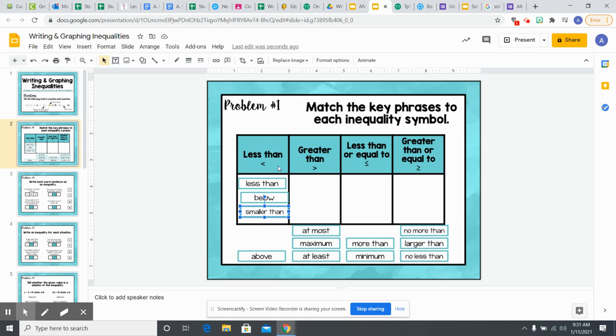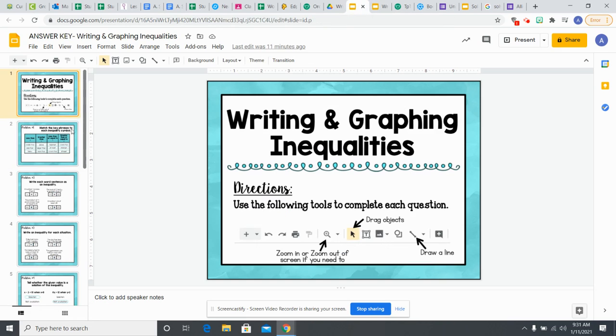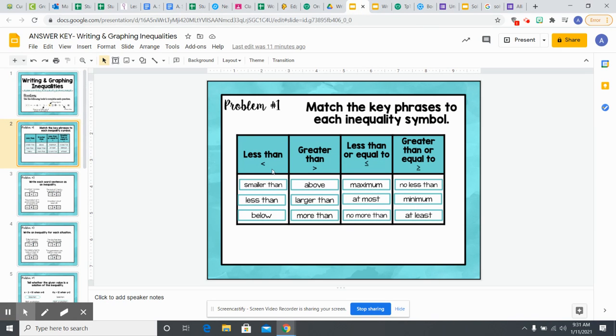After we drag them all, here is what your answer key would look like. In the less than, we've got smaller than, less than, and below, which we already did. In the greater than, we've got above, larger than, and more than. And in the less than or equal to, we've got maximum, at most, and no more than.